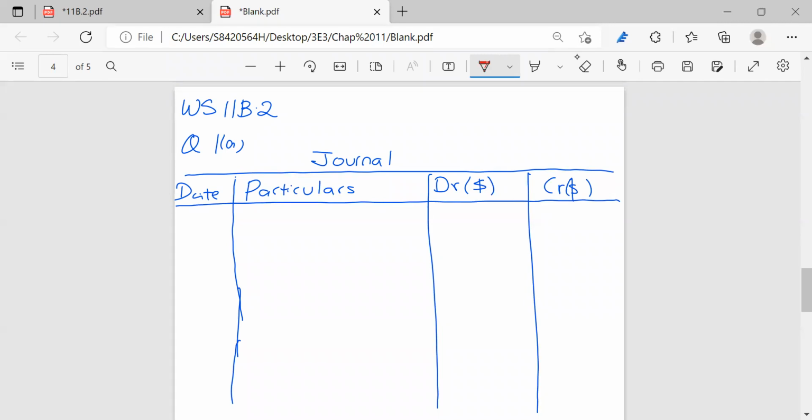Okay, so first step is to record the purchase of your equipment. So it's on the purchase date itself, which is 2008, May 1st. So we will debit our equipment because equipment went up. Why we debit this? Because this asset going up. It went up by the entire amount, which is $10,400.